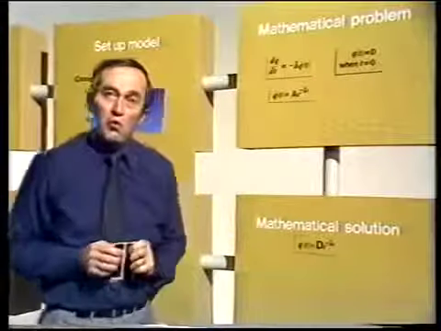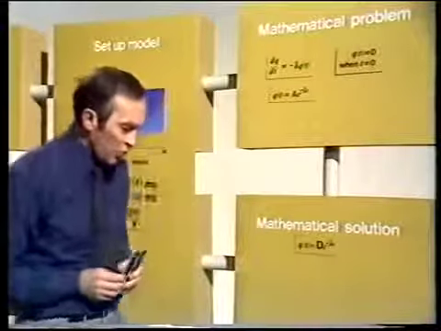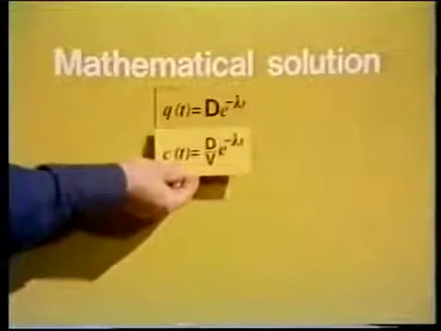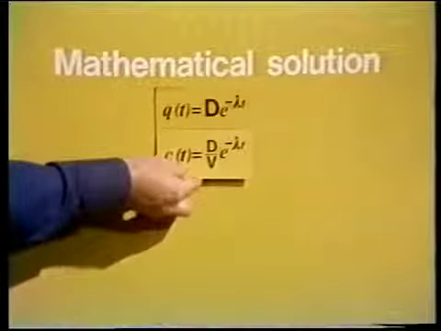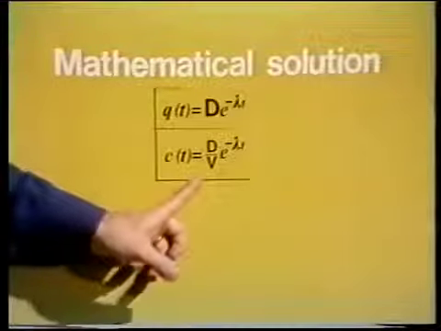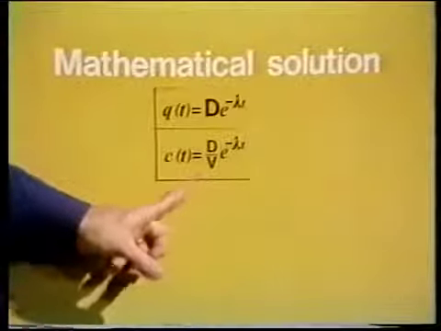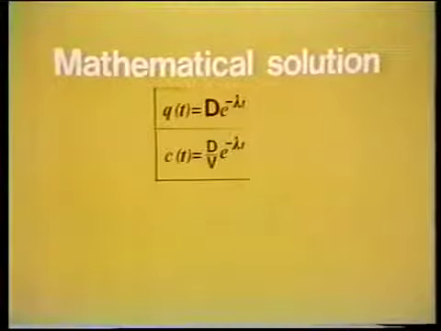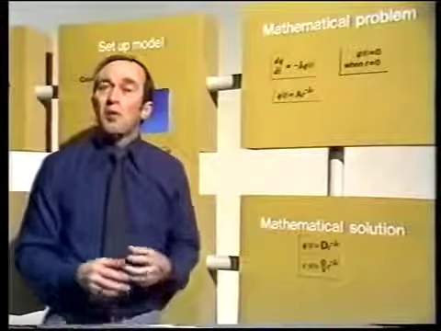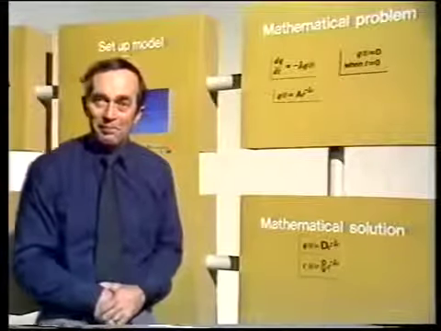But of course, what we're really interested in is the concentration. And I can get the concentration simply by dividing that through by V. And I get the concentration at any time is D over V, which is the initial concentration, multiplied by e to the minus lambda t. So there's the solution of our mathematical problem, and now we must compare it with reality.